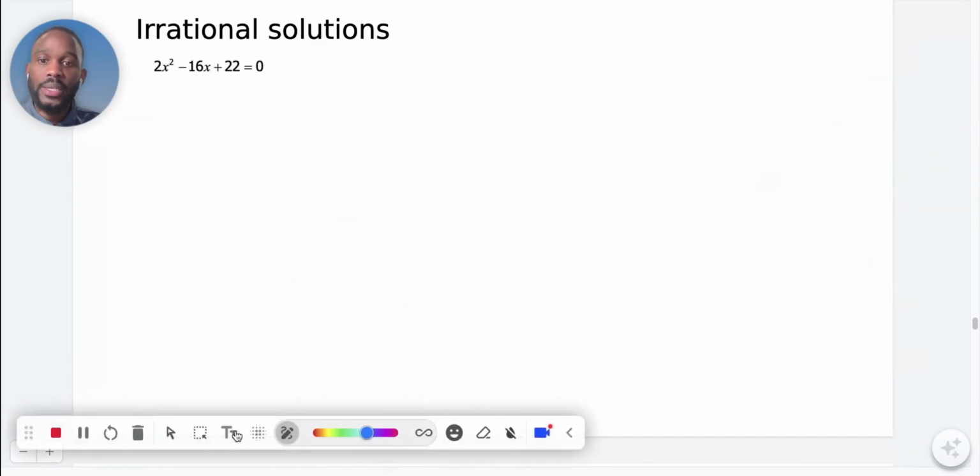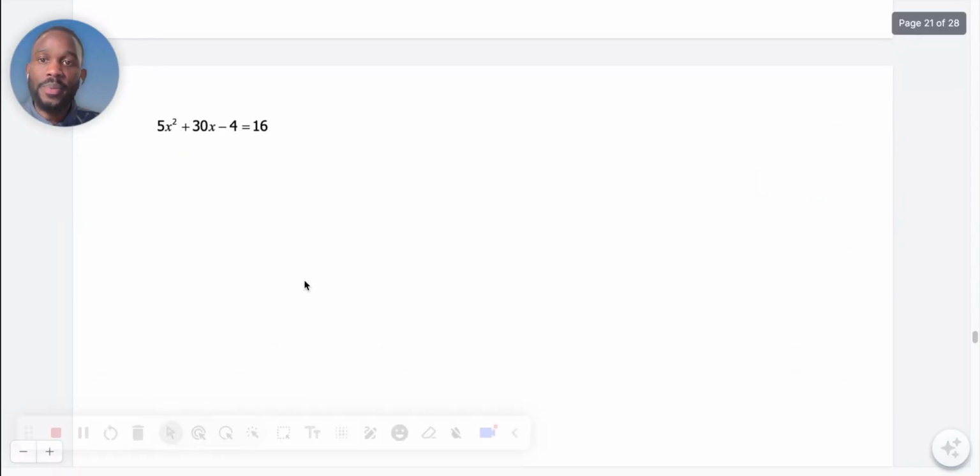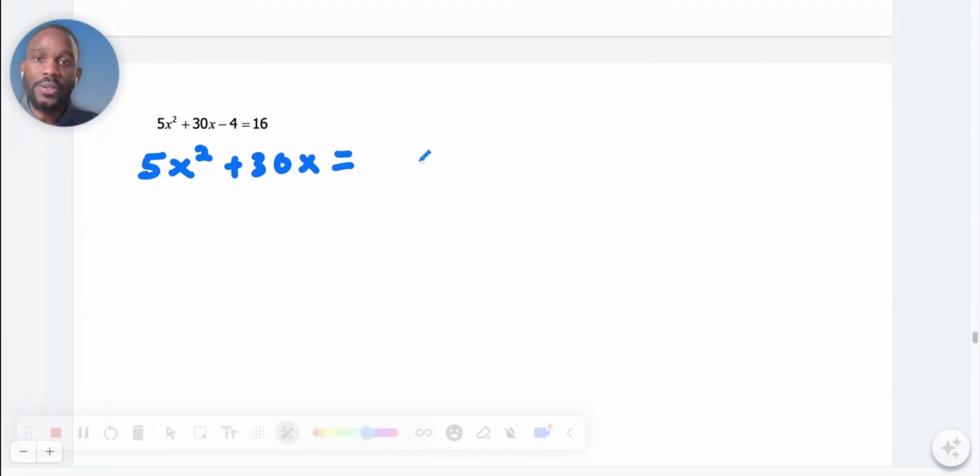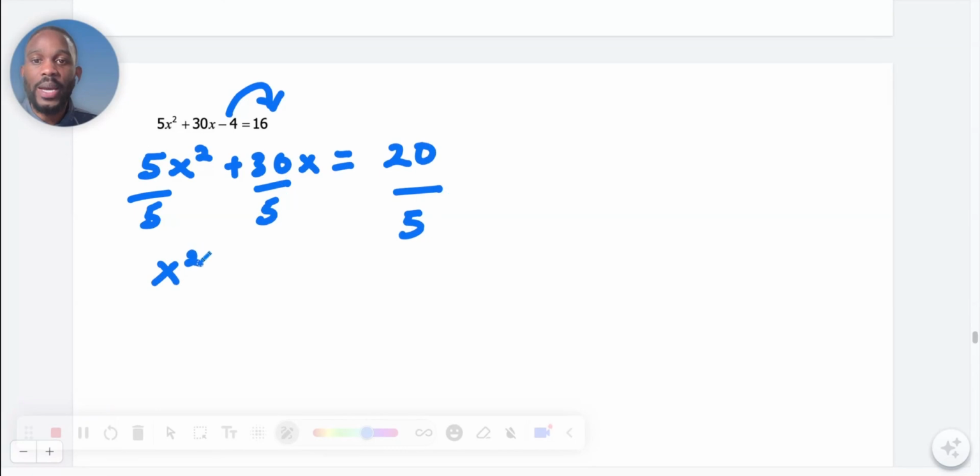Okay, let's look at one last example. In this example, we're still using completing squares to work out this problem. First, leave x's alone on this side. So this will be 5x squared plus 30x is equal to 20. How do I get 20? If you take negative 4 to the other side of the equation, it becomes a positive, making 20. So divide by 5, both sides of the equation. Why? Because the coefficients have common factors, so reduce them. So you'll get x squared plus 6x is equal to 4.